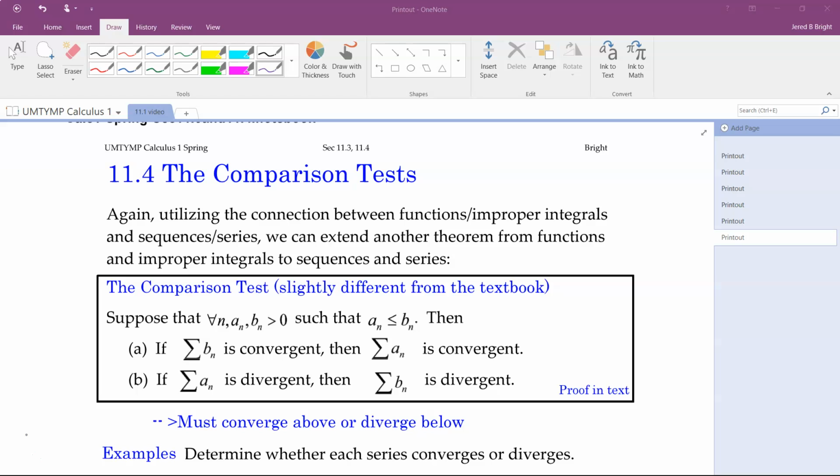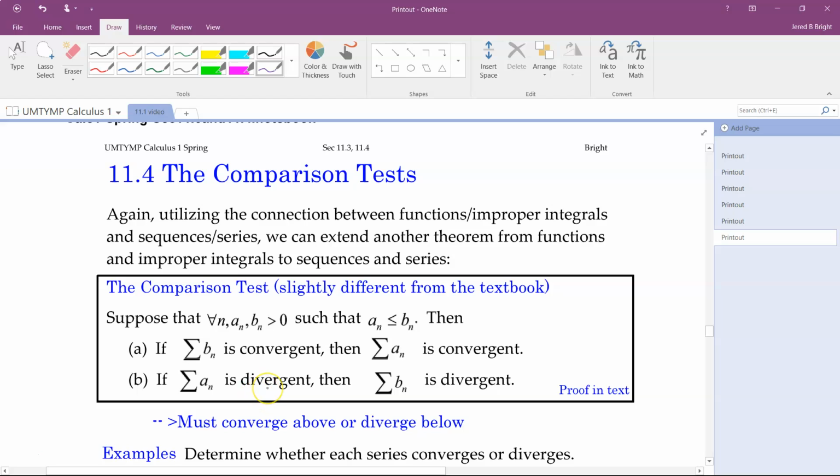Now, the full proof is in the text. I encourage you to look through it. It is very useful, so refer to that. But the idea is that we have two sequences, an and bn, and we know that an is less than or equal to bn, and now we're going to look at their associated series. If we know the bn series, the larger one, is convergent, then the smaller one is convergent. That's how I remember this: if we converge above, then the smaller one converges.